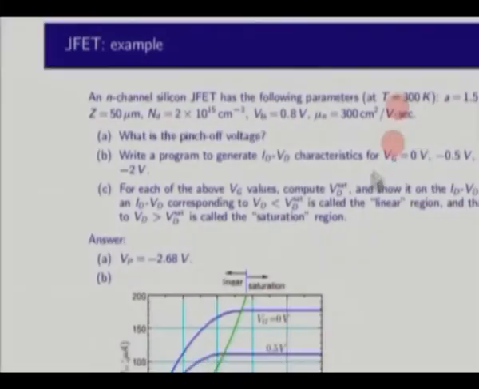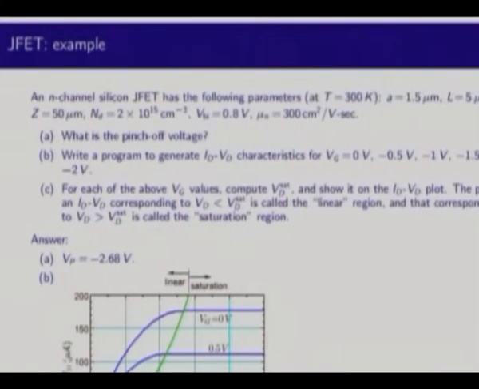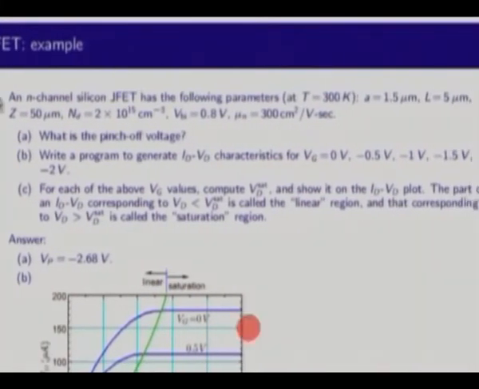Okay, here is a problem. An N-channel silicon JFET has the following parameters at T equal to 300K, that is room temperature. A equal to 1.5 micron, that is the half channel thickness. L is the device length, 5 microns. Z, that is the dimension in the direction perpendicular to the paper, 50 microns. ND, 2 10 to 15, VBI 0.8, and mobility is 300 centimeter squared per volt second. What is the pinch off voltage?